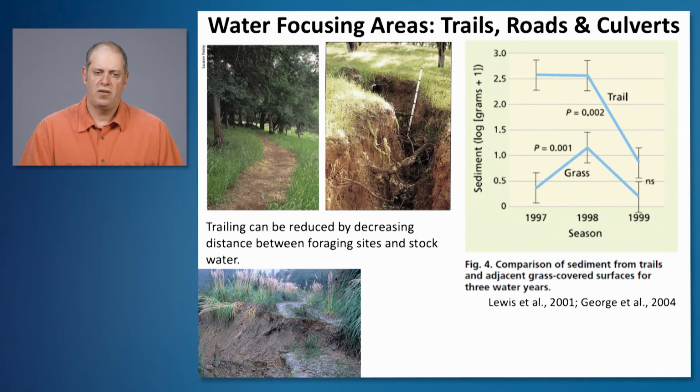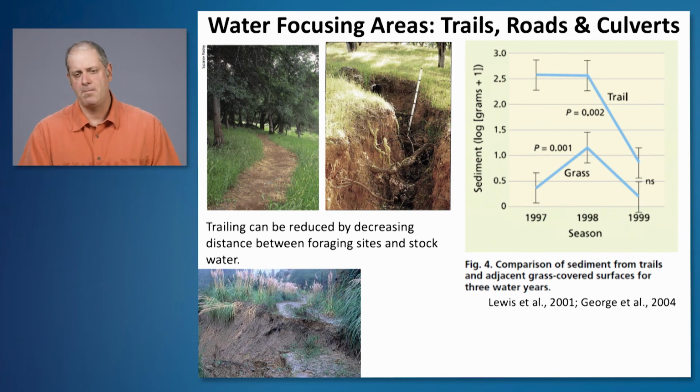Because we feel, generally speaking, that erosion by sheet and rill in California rangelands is not terribly severe, it's important to focus on specific target areas where rill and gully erosion can really be a problem. And those areas have been discovered to be trails, roads, and culverts.